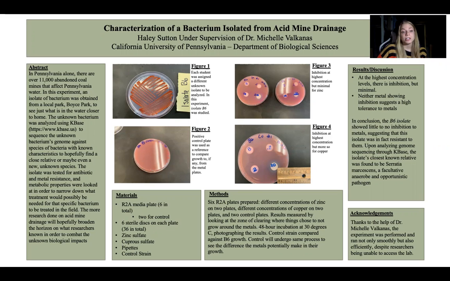So the unknown bacterium was analyzed using KBase. Now, KBase is used to sequence unknown bacterium that you find in the field against species of bacteria with known characteristics. Now, when you compare the two bacteria, like the unknown to the known, you can hopefully see a close relative, or maybe even narrow down your search on what you actually found to a specific bacteria in the best case scenario.